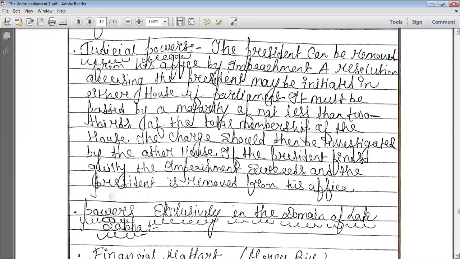That impeachment resolution can be passed by both the houses of the parliament, and it is passed by a majority of two-thirds of members present and voting. The charge is investigated by the other house. Whenever the Lok Sabha passes a resolution that the president has done any kind of misdeed, then the Rajya Sabha has to look after that. The Rajya Sabha has to give a vote. If the president is found guilty, the impeachment succeeds and the president is removed from his office.